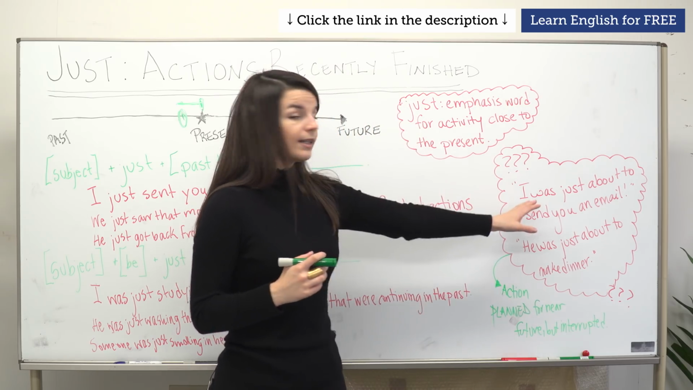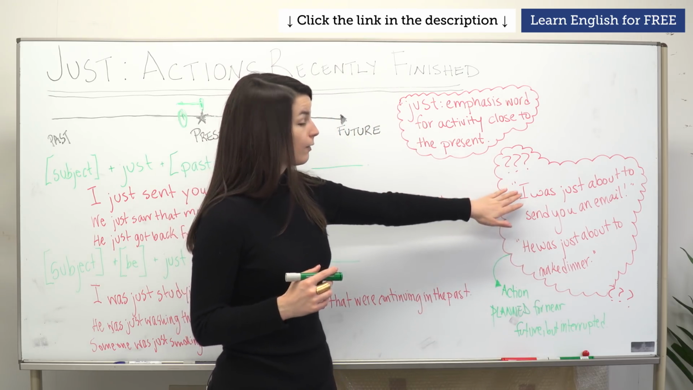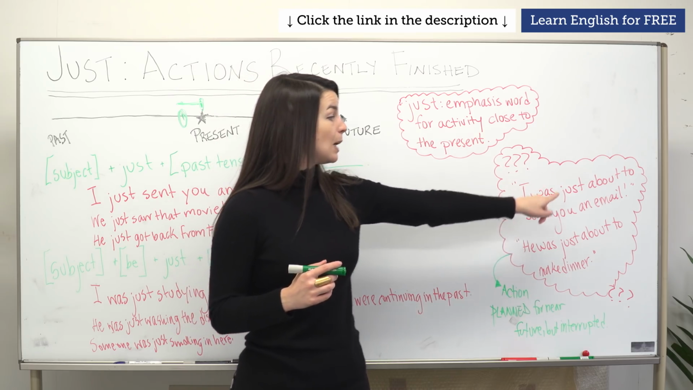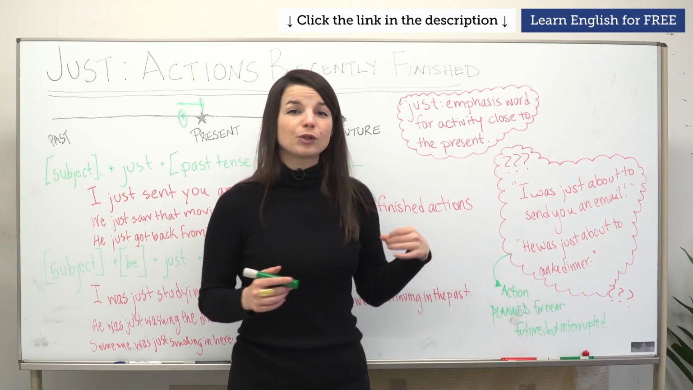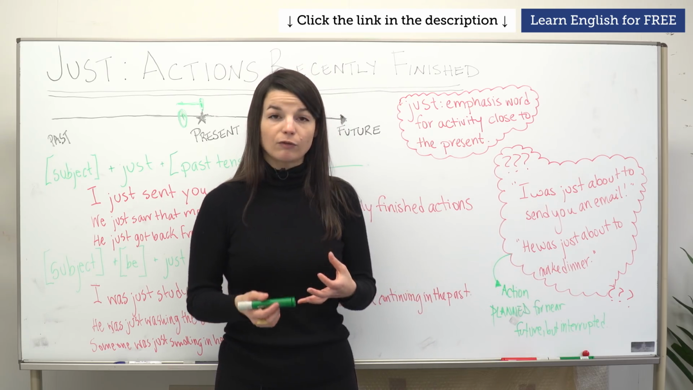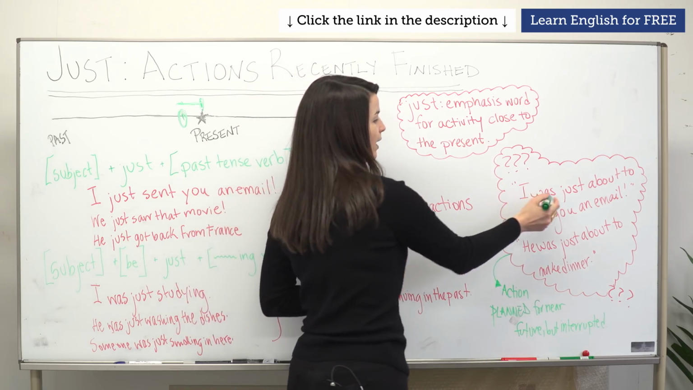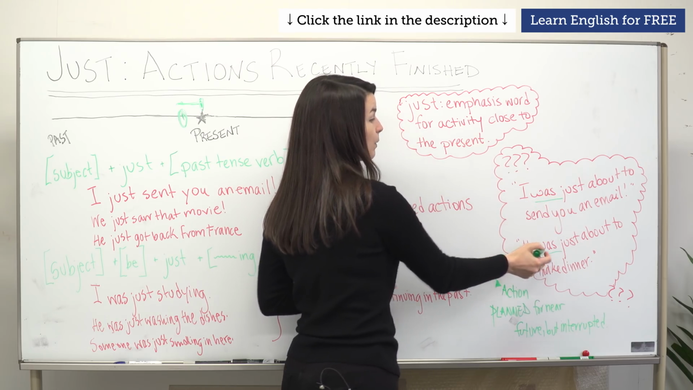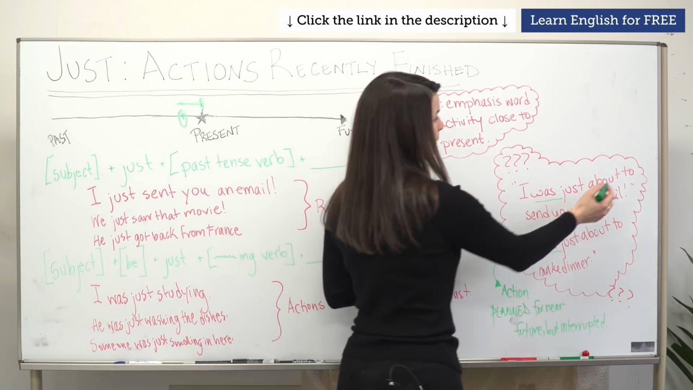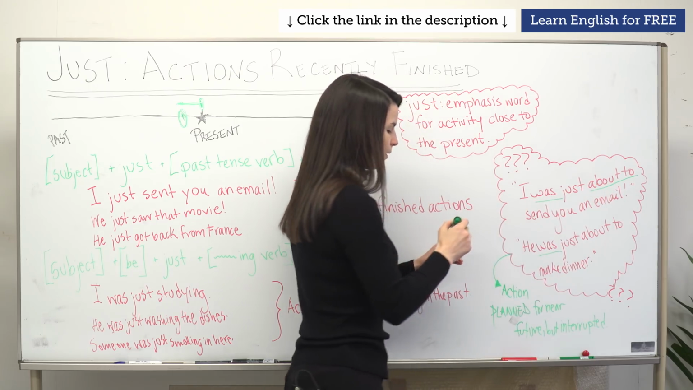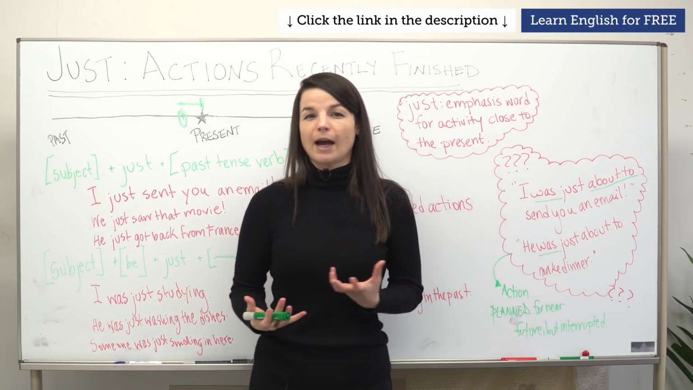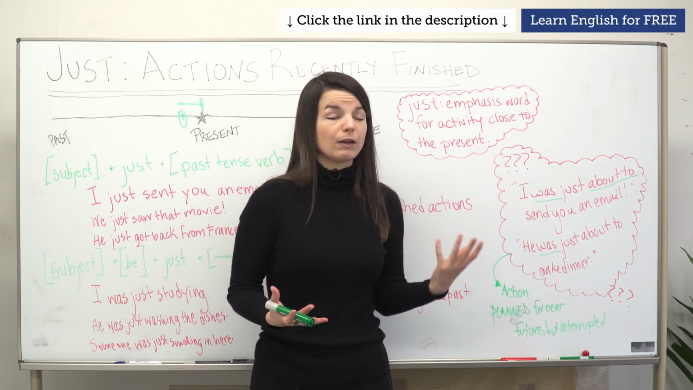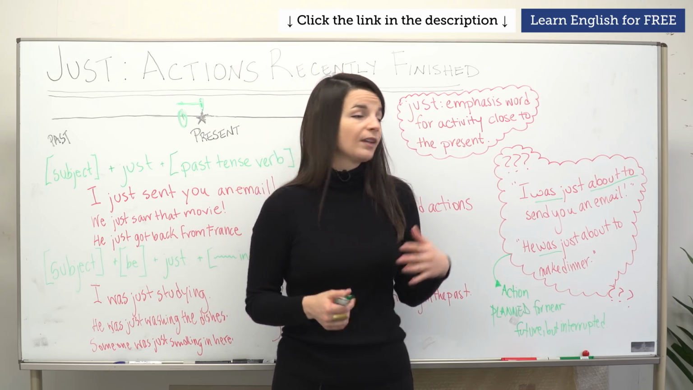If, however, you see a sentence like one of these, like, for example, I was just about to send you an email, or he was just about to make dinner, it might cause some confusion because here we have past tense, I was or he was in this case. But this point, just about to, suggests a future action. So it seems like it doesn't match really. There's a past tense point and maybe a future tense point together here.